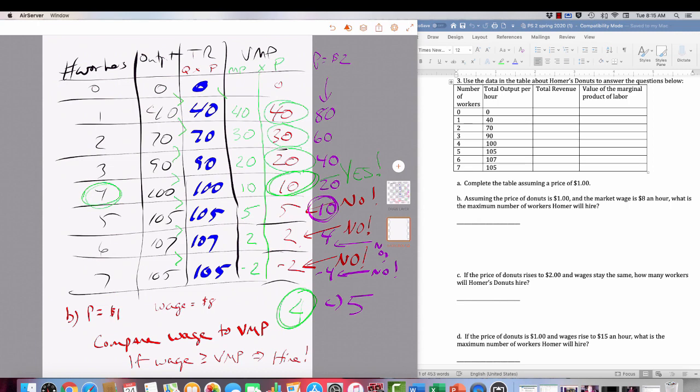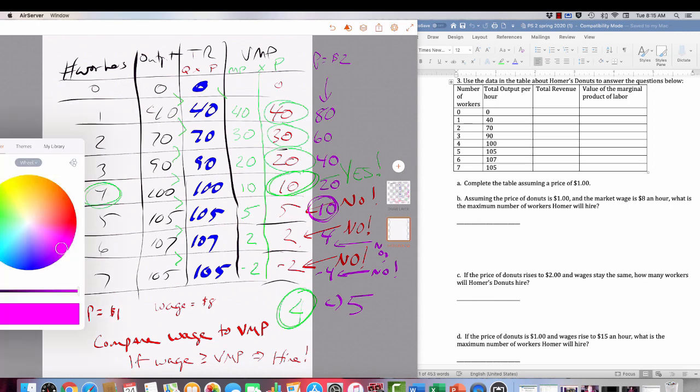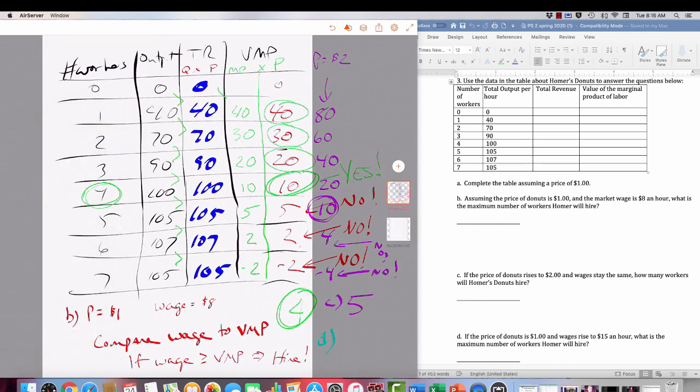Okay, now that gets us to part D. And in part D, we'll try to answer with this kind of turquoise. You're told that the price equals 1, but that the wage goes up. Now the wage is 15. So we're going to use this column right here. But now, instead of using a wage of 8, in which we hired 4 workers, we're going to look at comparing this to the wage of 15. So basically what's happened, the minimum wage has gone up, or whatever the wage is.